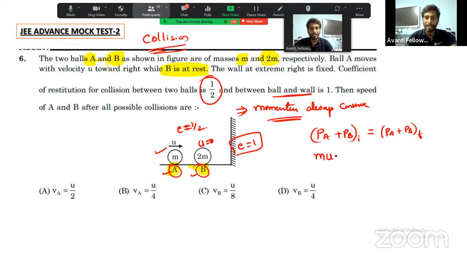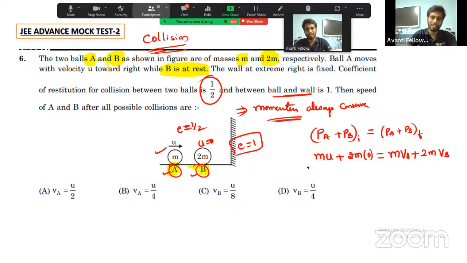U is the velocity plus the second one, PB. The mass of PB is 2m. What is its velocity? It is 0 before collision. After collision, it will gain some other velocity. I don't know what the velocity is. I will write PA as mass, which doesn't change, so m into VA, the final velocity, plus PB, the 2m mass into velocity VB.